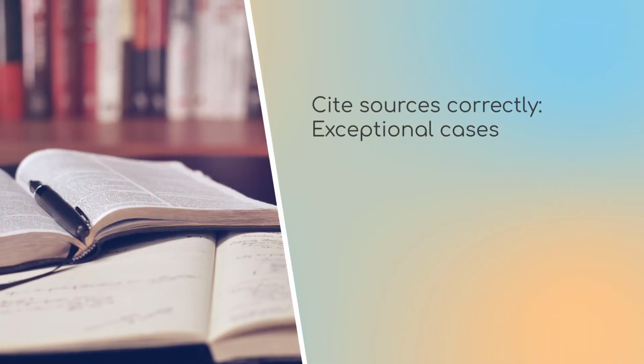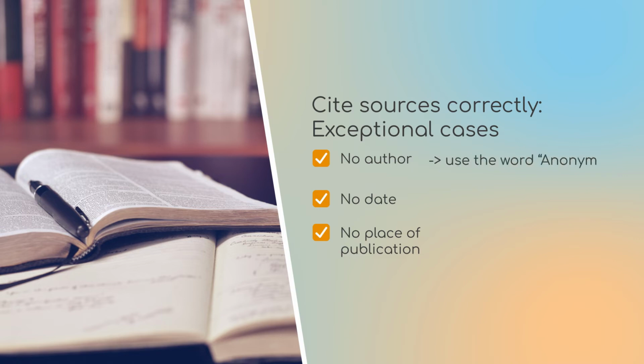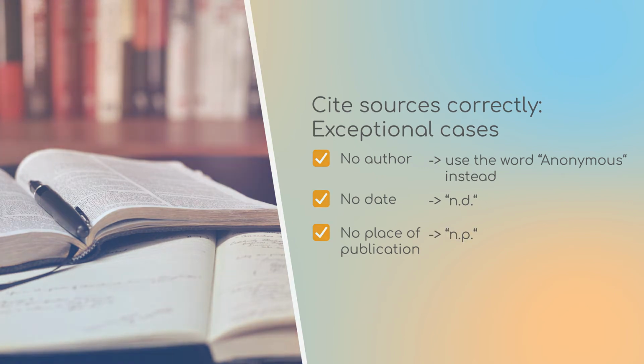However, there are also exceptional cases. Because sometimes it happens that not all information is available, for example the name of the author, the place of publication or the year of publication. In these cases, you use alternative designations and put them in the appropriate place. If the author's name is missing in the source, mark it as anonymous. If the year of publication is missing, enter ND for no date. If no place of publication is given in the source, use the abbreviation NP for no place of publication.